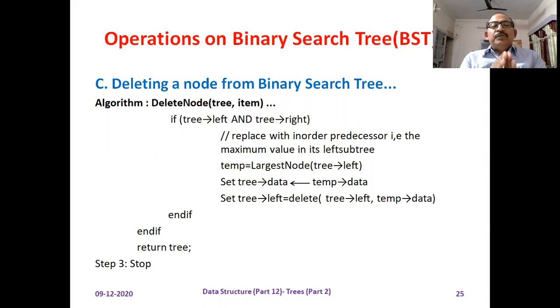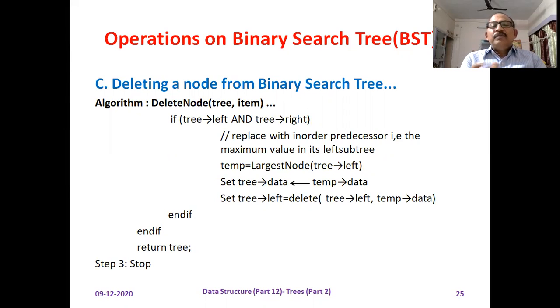Next case, if tree left and tree right are both non-null, it means the node which we want to delete has two children. In that case, we have already seen the algorithm: replace with the in-order predecessor. That is the maximum value in its left subtree.